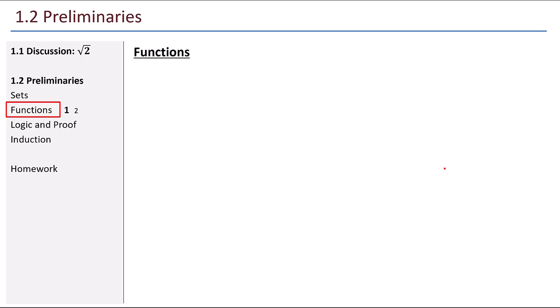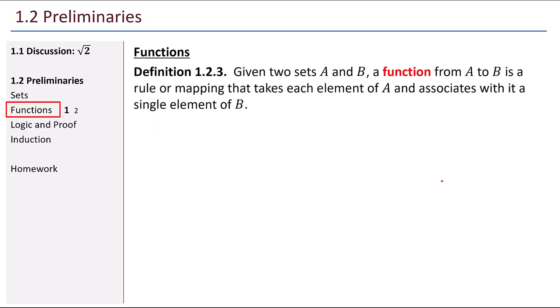Let's discuss functions. Here's our definition. Given two sets, A and B, a function from A to B is a rule or mapping that takes each element of A and associates with it a single element of B. So here's a set A with 4 elements, and here's a set B with 4 elements, and maybe my function maps the first element to there, and it maps the second guy again to the first, and the third guy again to the first, and I don't know, maybe something like that. So maybe this is a function f that maps A to B.